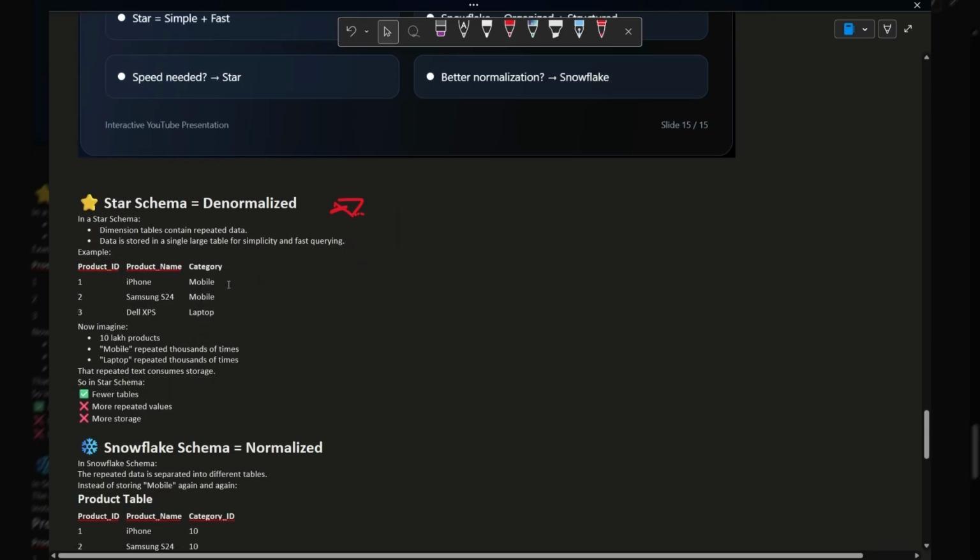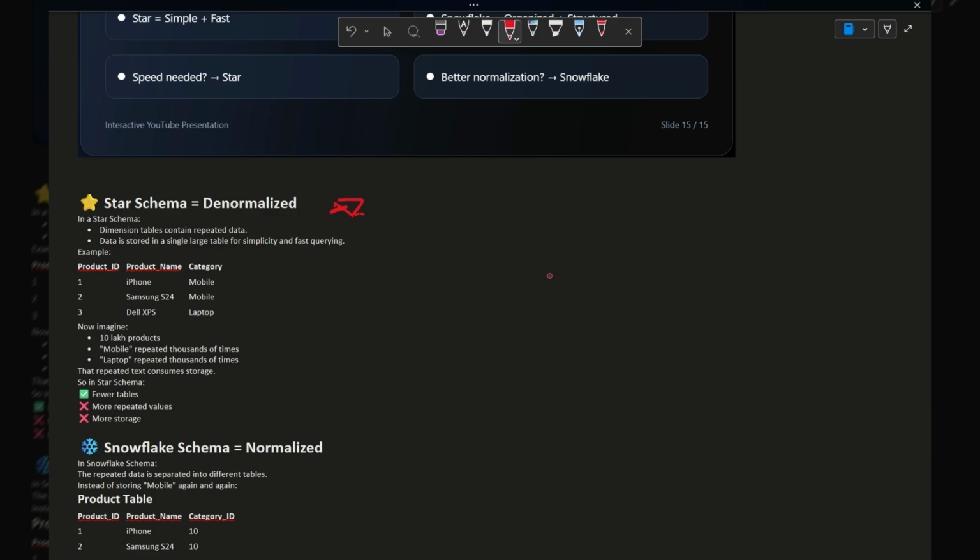As I wrote here, in a star schema, dimension tables contain repeated data. As you can see, we have a product ID, we have a product name, we have a category. Because the data is not normalized, the data will be stored like this in the star schema. There will be a product name such as iPhone, which would be categorized into mobile.